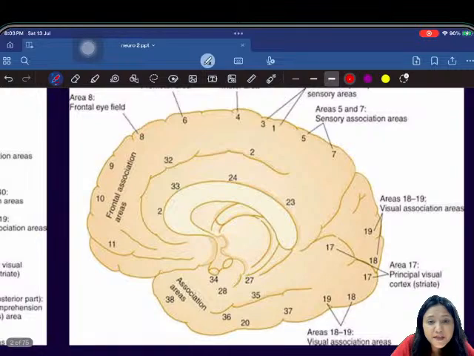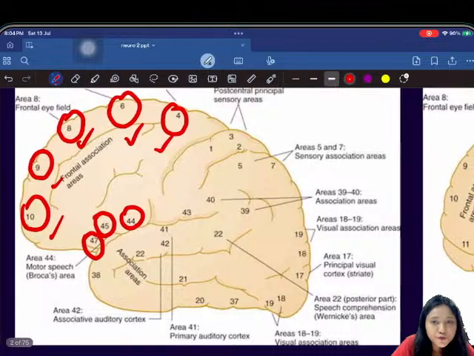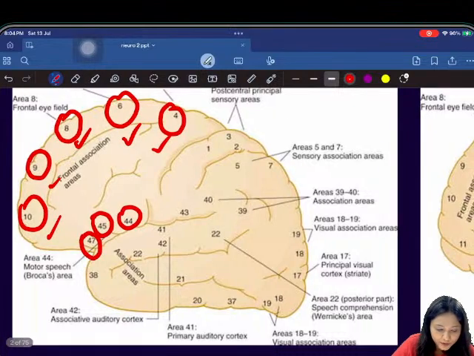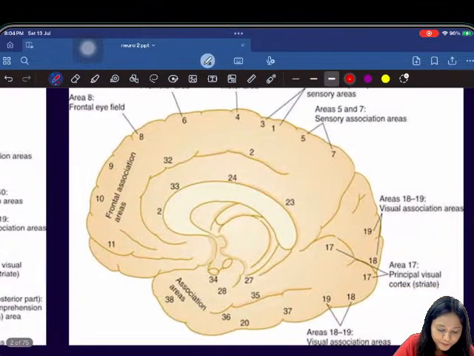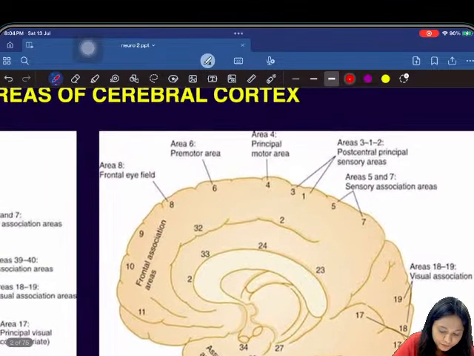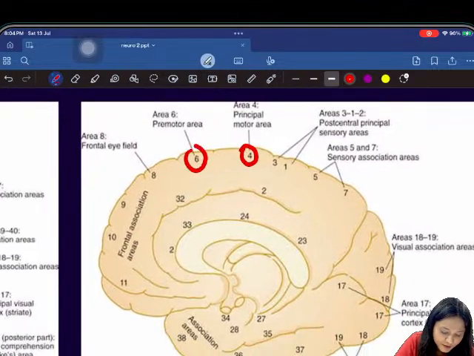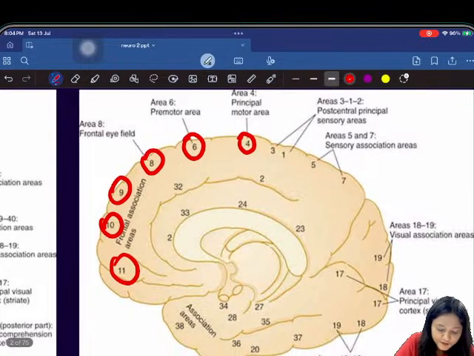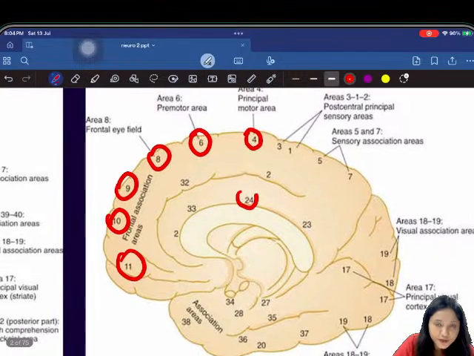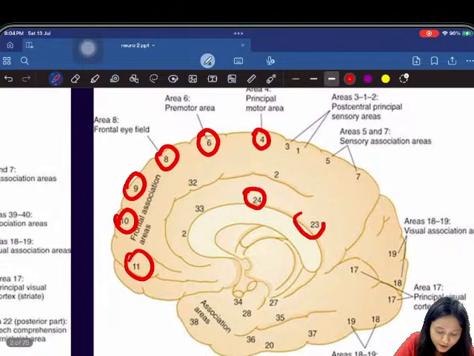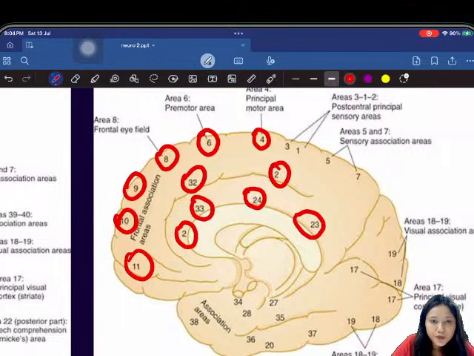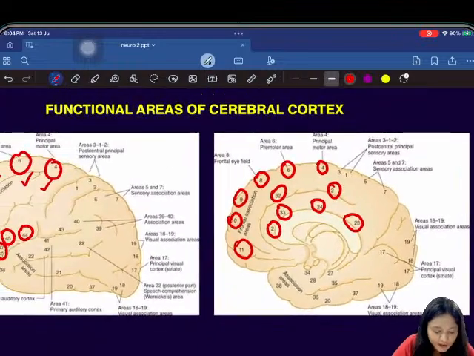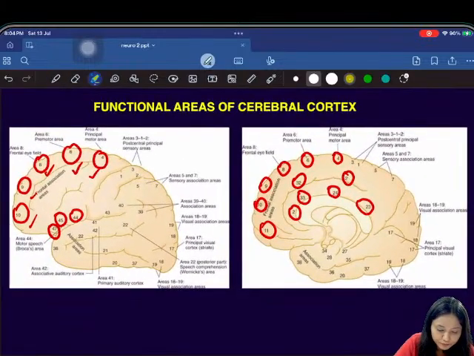And if you see the medial aspect, we have seen these functional areas in the superolateral aspect, and now we are going to see the medial aspect. In the medial aspect also you can see area number 4, 6, 8, 9, 10 and 11. And you can also see certain areas here, that is, functional area number 24, 23, 33, 32 and 25. So let us study these functional areas and what their functions are one by one.